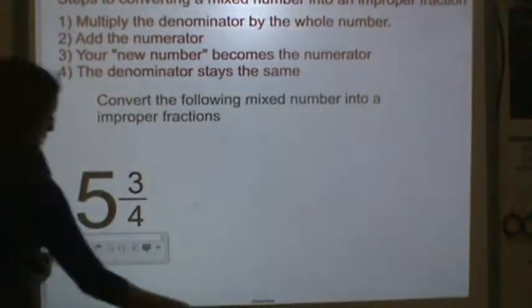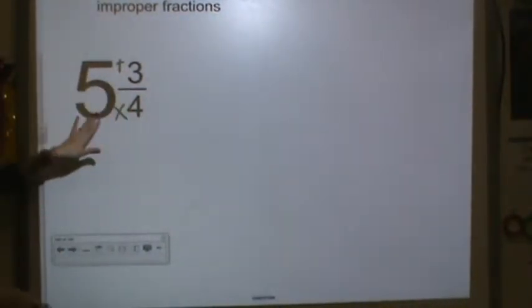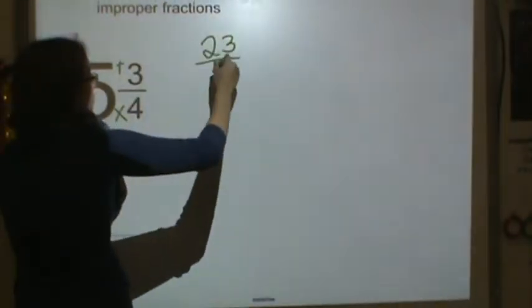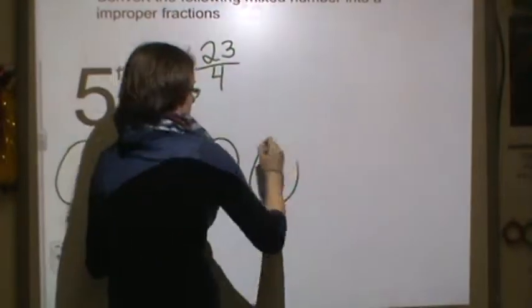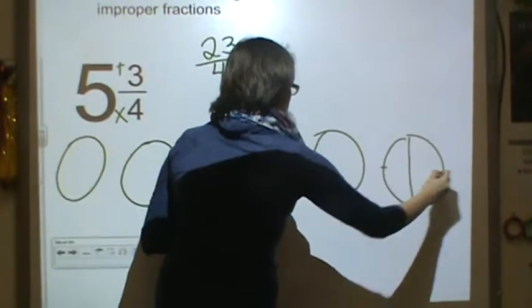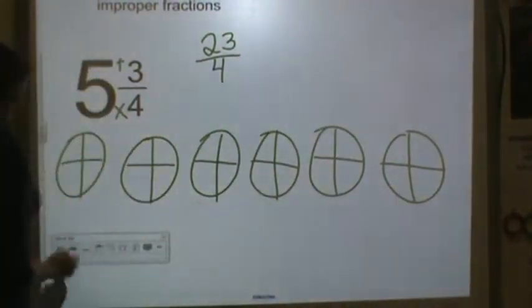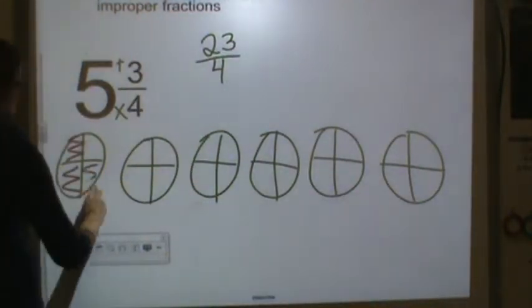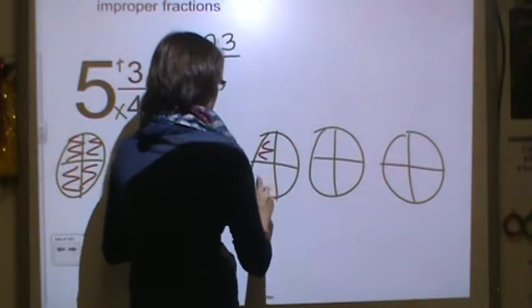All right, here's another one. 5 and 3/4. Remember, we're going to multiply and add. So 4 times 5 is 20, plus 3 is 23/4. So again, and we'll do this with circles now. And yes, you should be drawing this. So here, I have 5 wholes. So I'm going to color in 5 wholes that are broken into fourths, because my unit fraction is fourths.